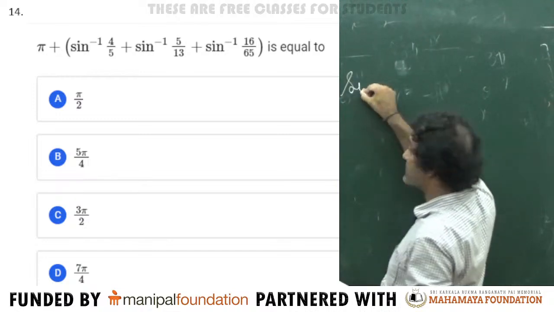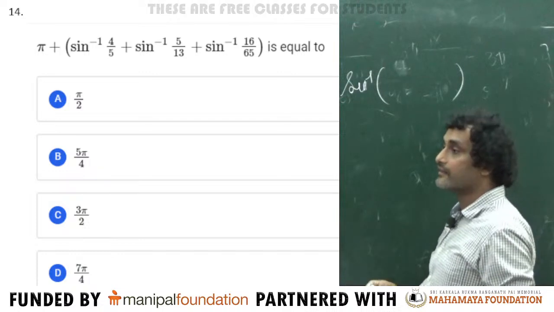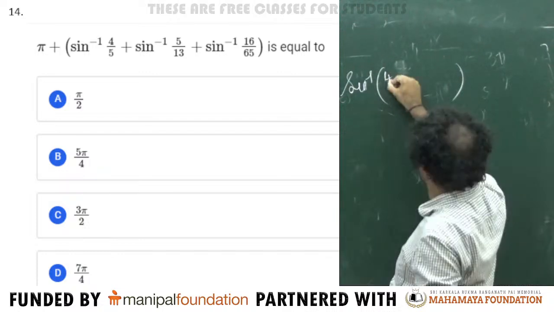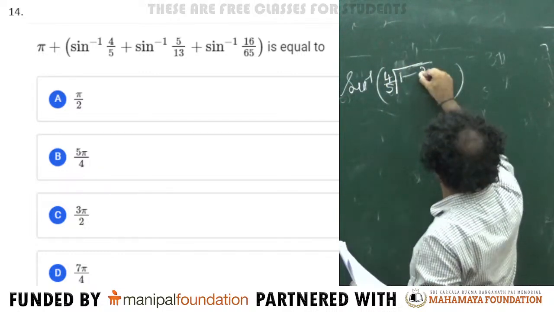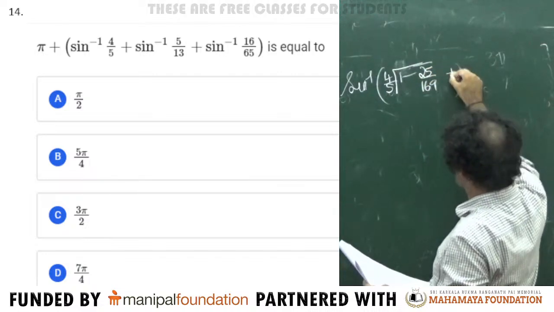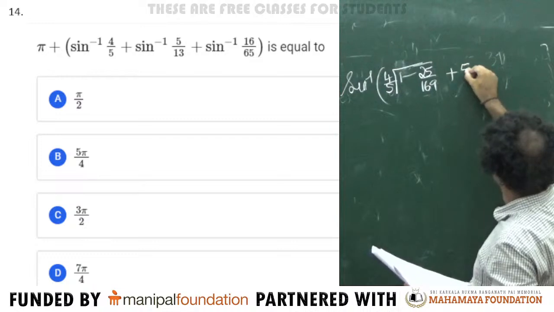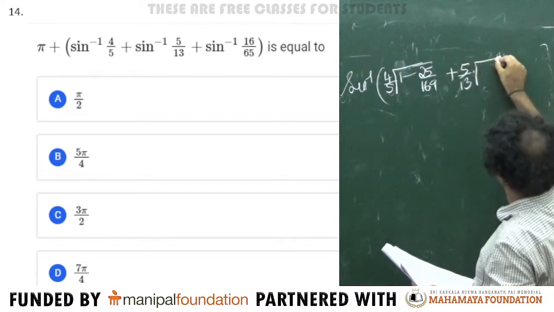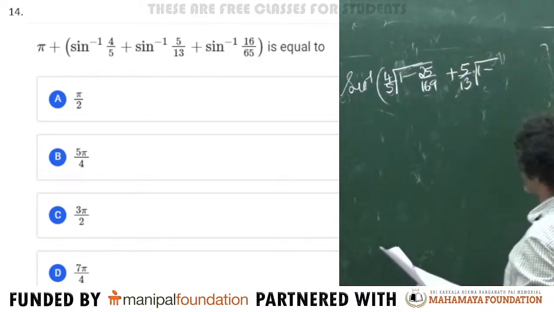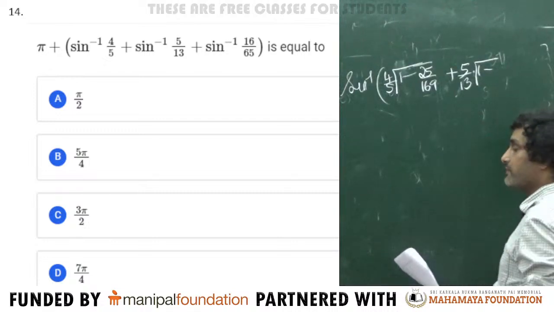It is sine inverse, first two terms I'll take, it is x into root of 1 minus 25 by 169, because it's a plus, plus y. Who is y? 5 by 13 into square root of 1 minus the other one. Who is that? 4 square by 5 square, 16 by 25. Remaining part let it be.